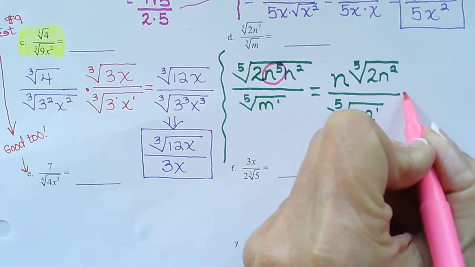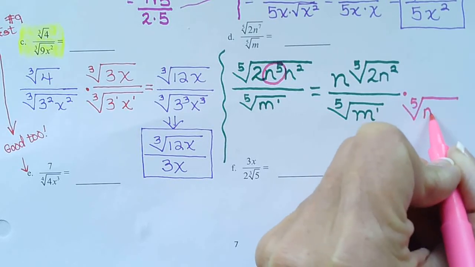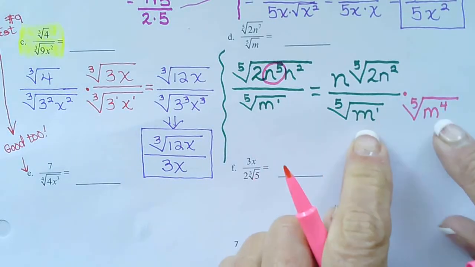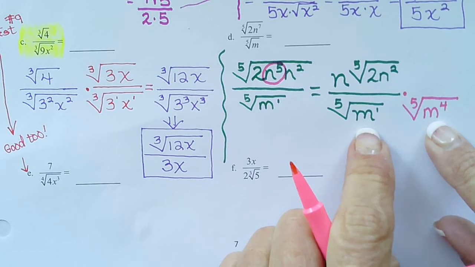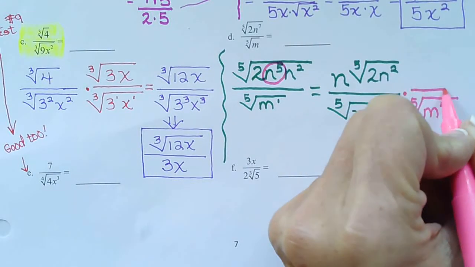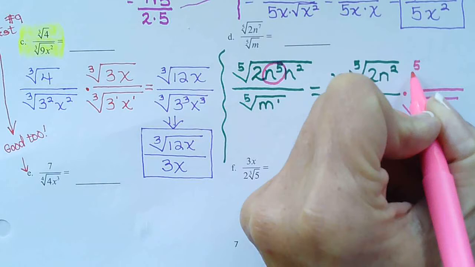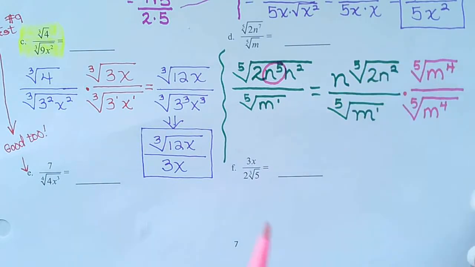So how many am I missing? I'm missing 4 m's. Because see here how we'll now have 5 m's? And that's my goal, because I need it to pop out as a single m. But whatever I do in the denominator, I have to do the same thing in the numerator. So fifth root of m to the fourth.